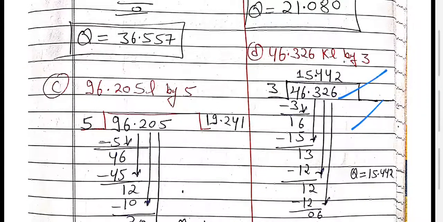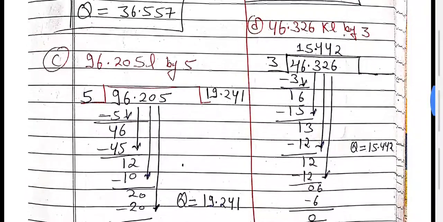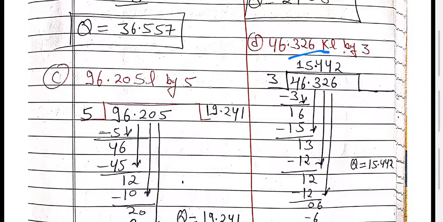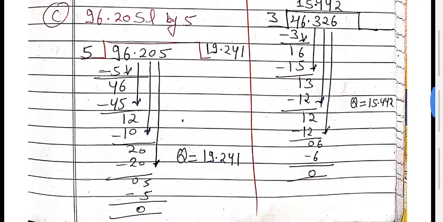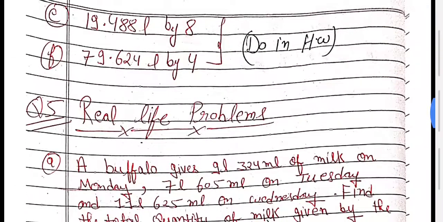Similarly, you can divide the D part and you will get 15.442, because in the answer there are 3 digits after the decimal, so from the back side put the decimal after 3 digits. They are the same. Similarly, E and H parts you have to do by yourself as homework.